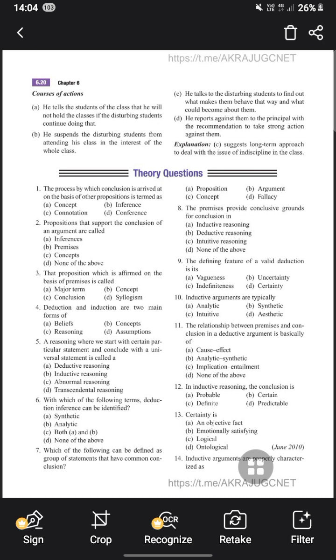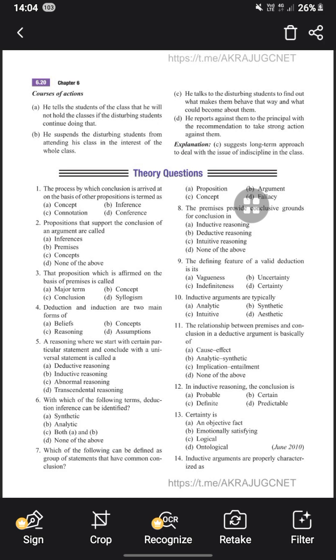Inductive arguments are typically what? Inductive argument is B, that is synthetic. It is synthetic. The relationship between premise and conclusion in a deductive argument is basically what? That is C, implication, entailment. In inductive reasoning, the conclusion is what? A probable conclusion. Certainty is logical.